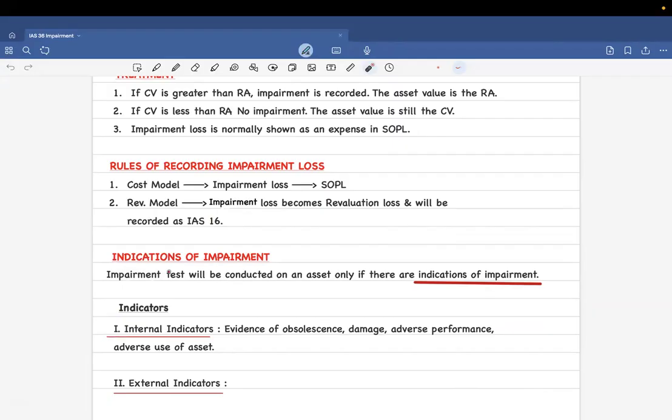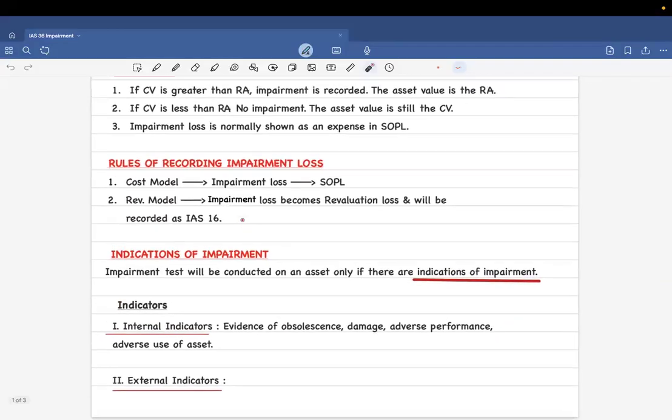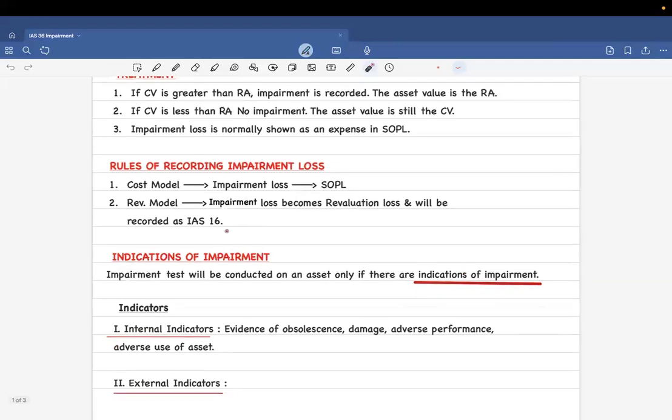Impairment is a fall in value of the asset. But in the revaluation model, that impairment loss is called a revaluation loss. Clear? So it would be taken in OCI. Simple. This is just for IAS 16, property, plant and equipment. Now, what are the indications of impairment?